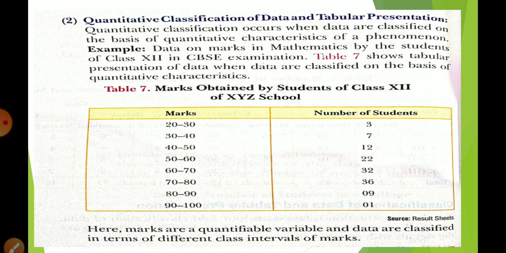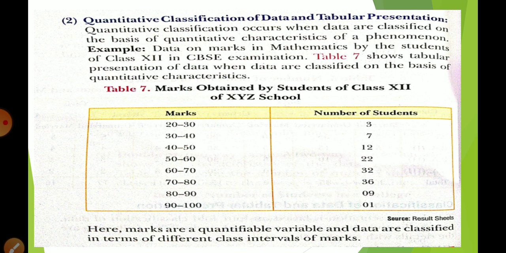Now next is quantitative classification. Quantitative means number. Okay, the base is going to be number. So what things are we able to represent only in number, like height, weight, profit, loss, earning, income, expenditure, export, import, death rate, birth rate, number of family members, number of people. All these are examples of quantitative classification.